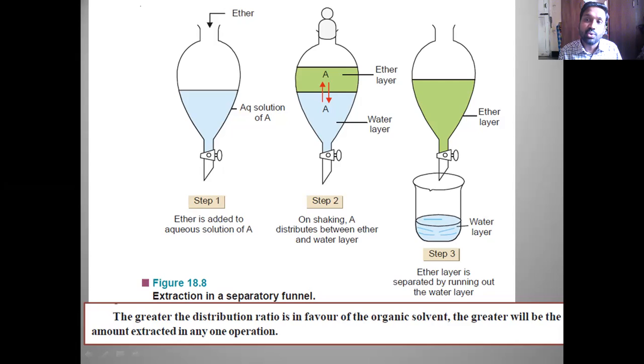Now let us see a solute that distributes between organic and water layers where it is 100 times, or at least 10 times, more soluble in the organic solvent. Then what happens? With shaking and equilibration, an appreciable amount, too much amount of solute will come into the organic layer. Why? Because it is 10 times more soluble in the organic layer than in water. Therefore, the greater the distribution ratio is in favor of the organic solvent, the better is your extraction process.